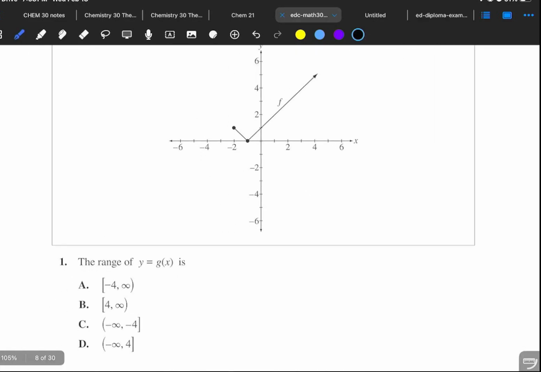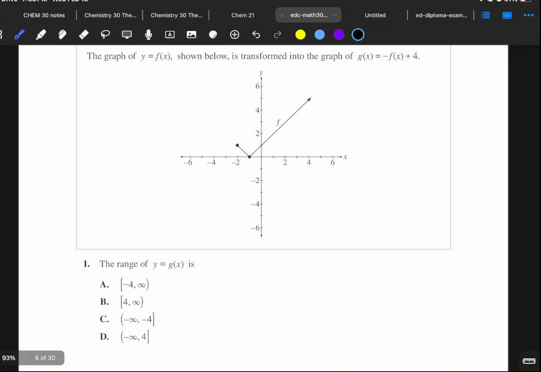Now this is, again, just kind of applying your understanding of transformations here. So we're showing the graph of f of x, and g of x is going to be the graph of f of x under certain transformations here. So we have to find the new range of what g of x is. So the graph of y equals f of x currently has a range of, so the lowest point would be 0, and the highest point would be infinity.